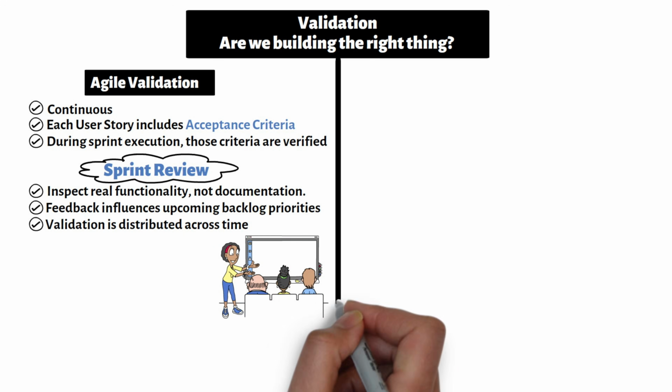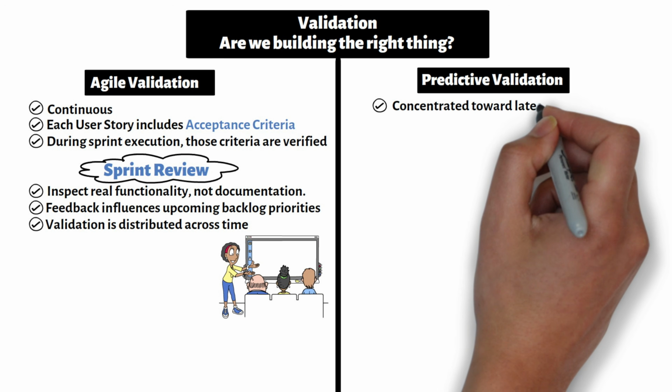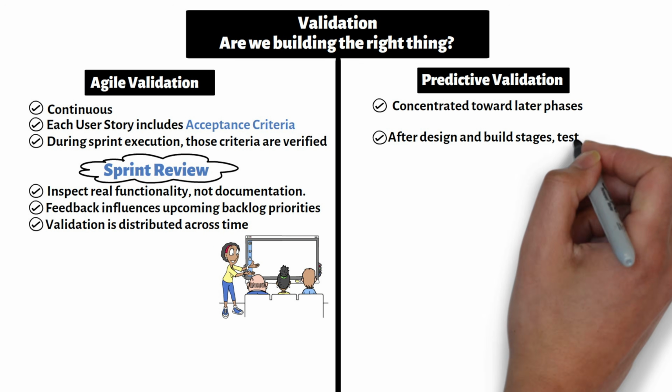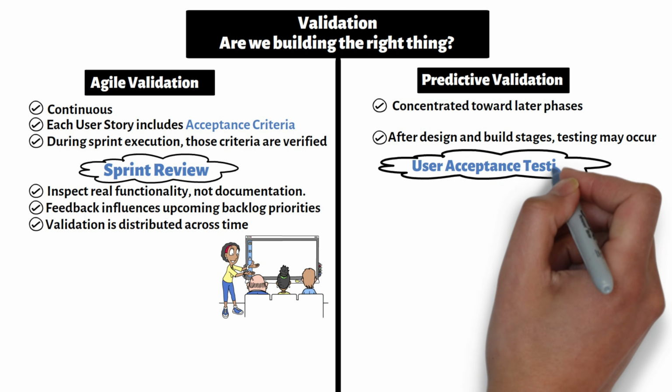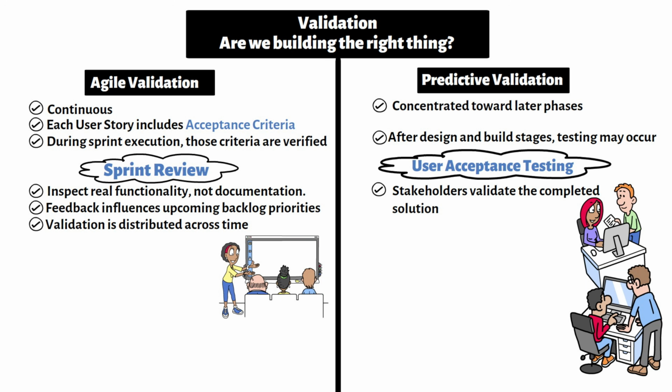In predictive projects, validation is often concentrated toward later phases. After design and build stages, testing may occur. Eventually, there may be formal user acceptance testing, where stakeholders validate the completed solution.